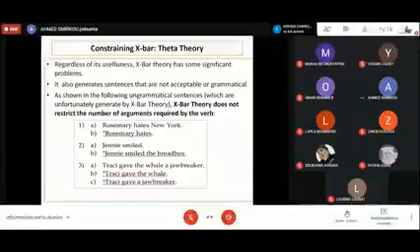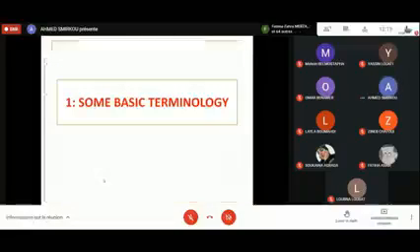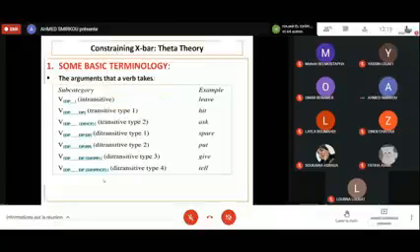Okay, X-bar theory. We need X-bar theory to generate only grammatical sentences. Why? Because there is nothing in X-bar theory that restricts the number of arguments required by the verb. Okay, so let's start with some basic terminology.